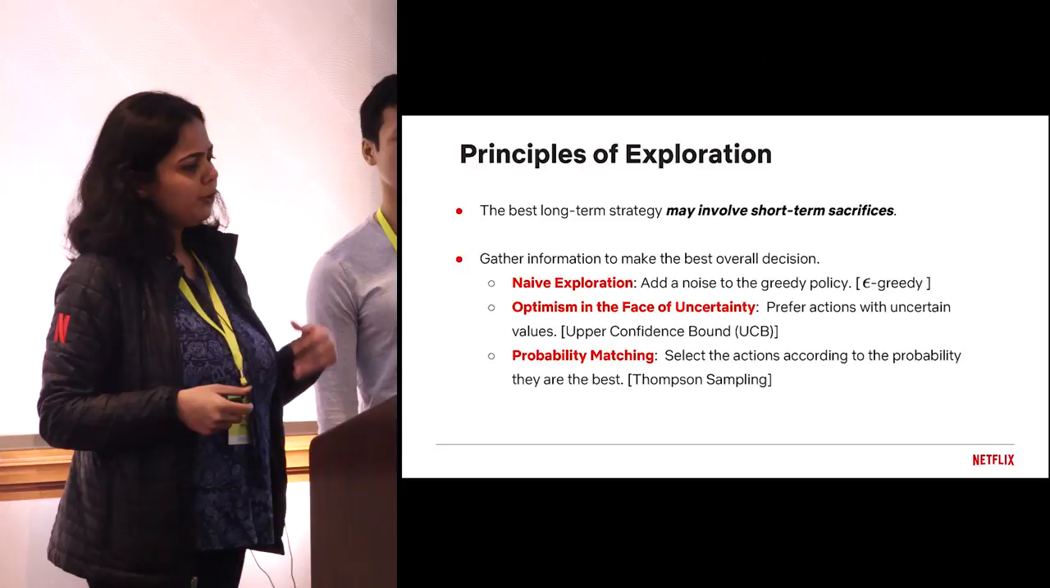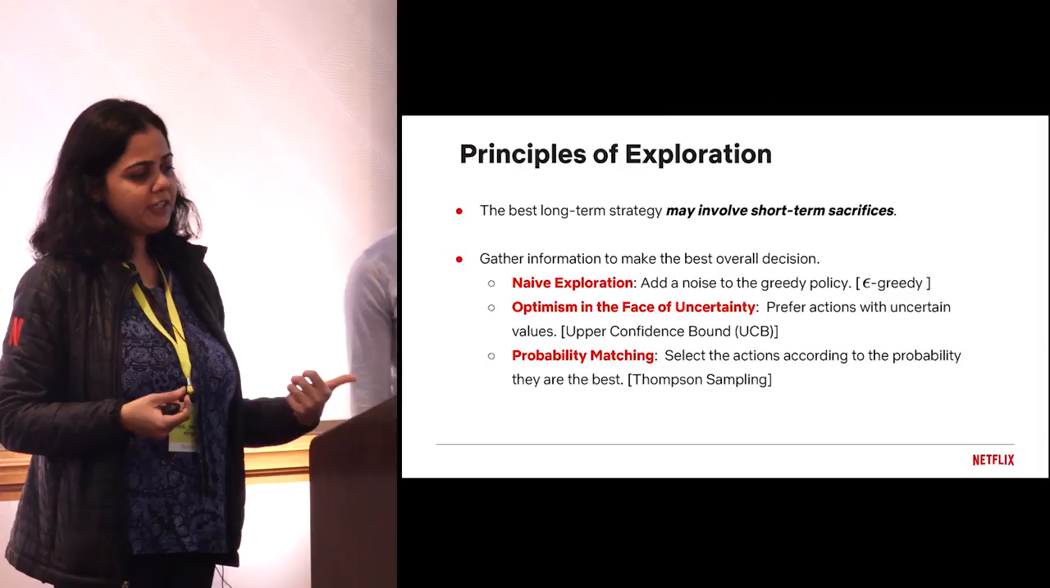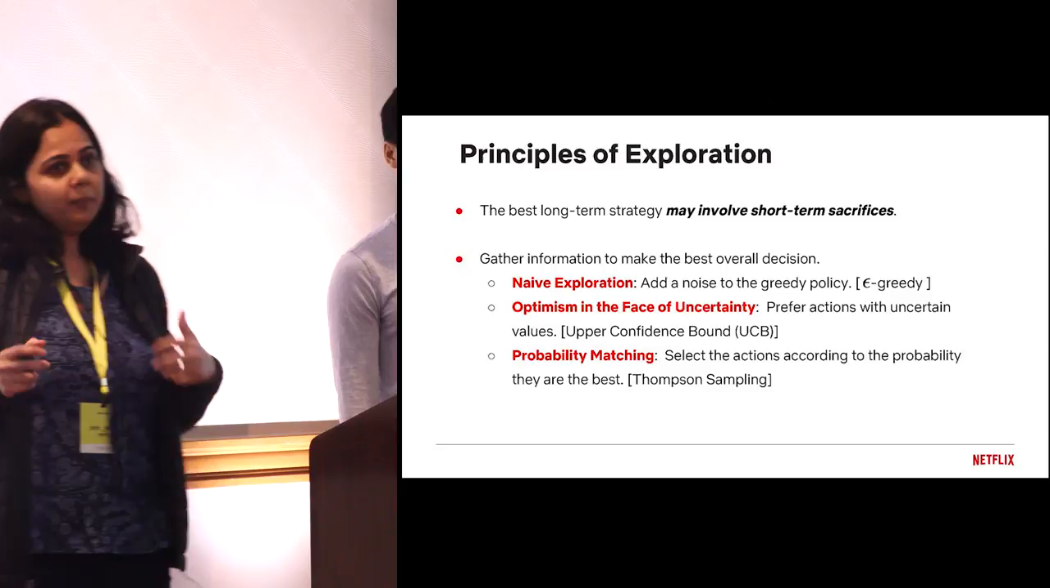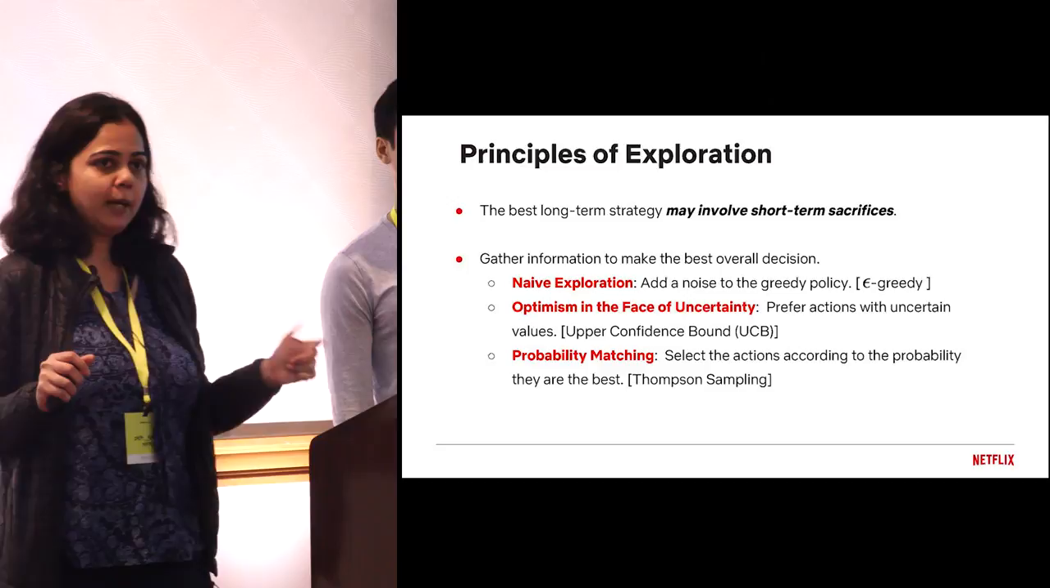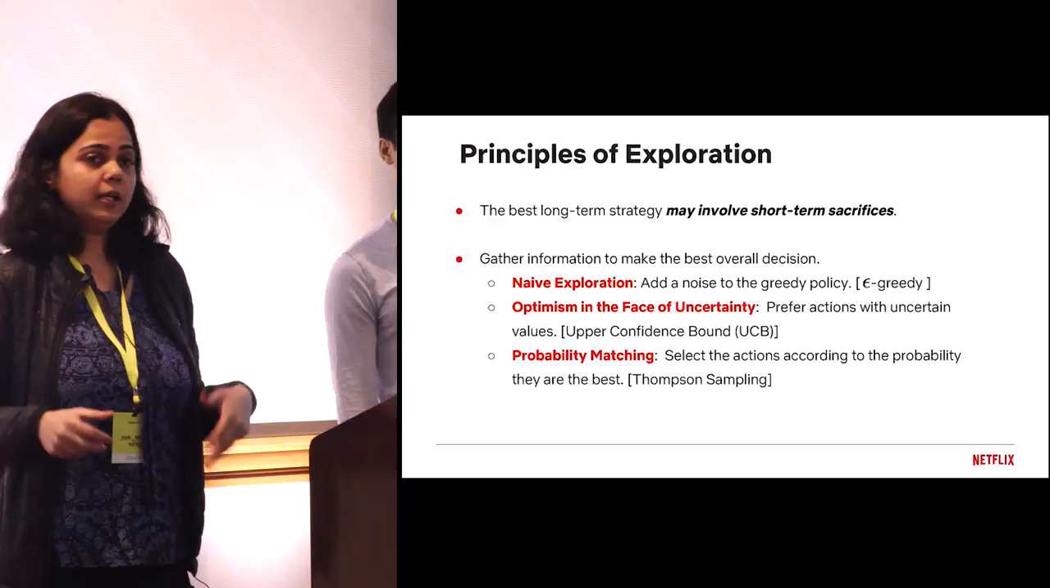Now, there could be other ways for exploration as well. For example, probability matching. In case of probability matching, you select the actions according to the probability by which they are the best. I forgot to mention that optimism in the face of uncertainty is the heart of one of the most famous multi-arm Bandit algorithms, which is called the upper confidence bound algorithm. And probability matching is the heart of Thompson sampling based algorithms.